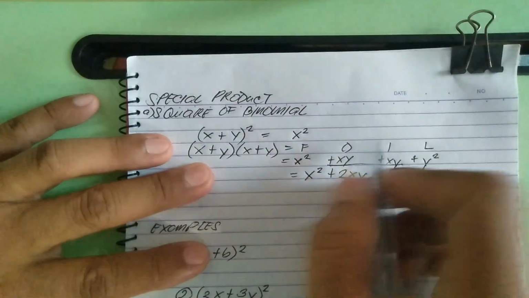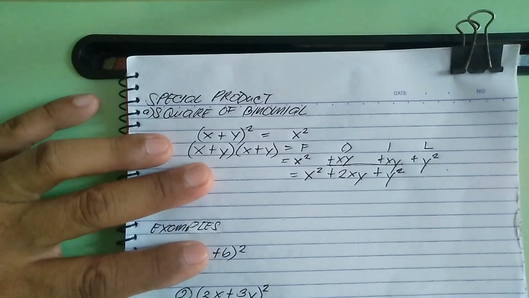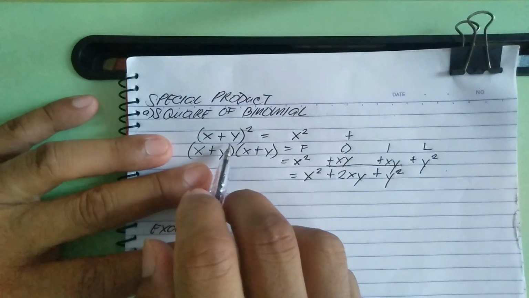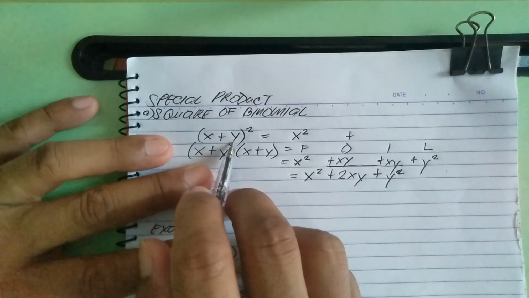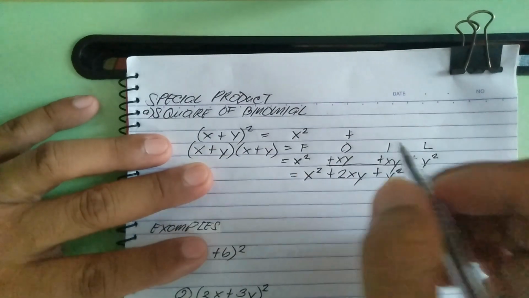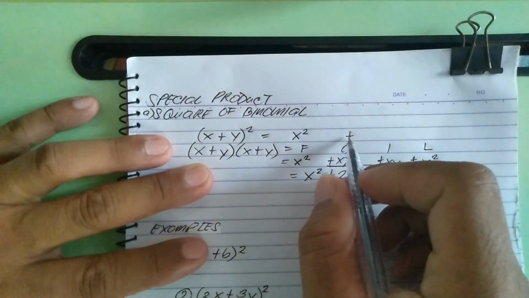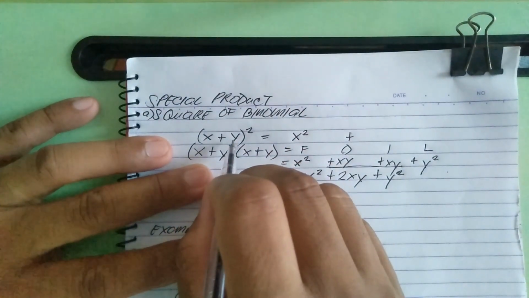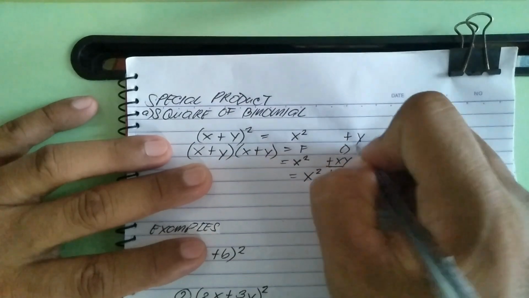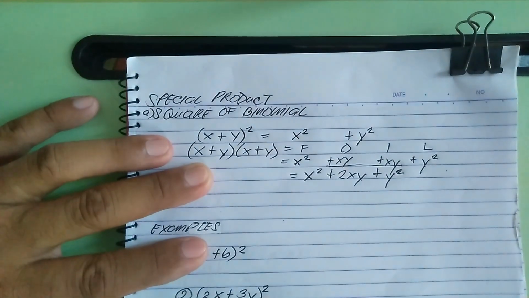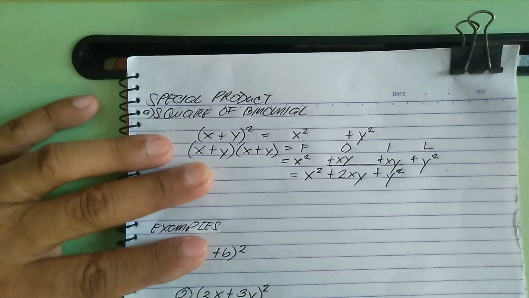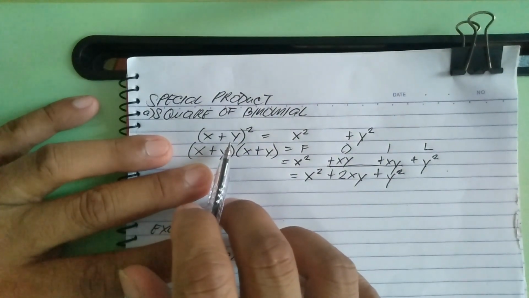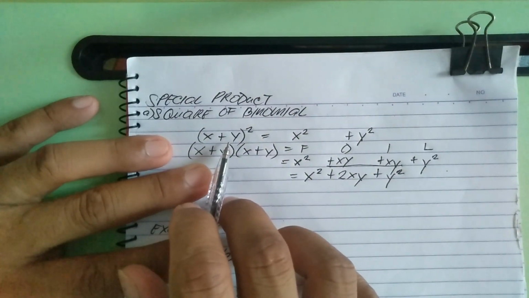Now, mag-leave tayo ng konting space. Ang pangalawa is, square the last term. Since square po yon, kahit na positive man ito or negative, positive ang magiging sagot natin. Okay, square the last term or yung second term natin. We have y squared. And then, yung gitnang term, kasi ang sagot natin dito is magiging trinomial, at tatawagin natin yun na perfect square trinomial.